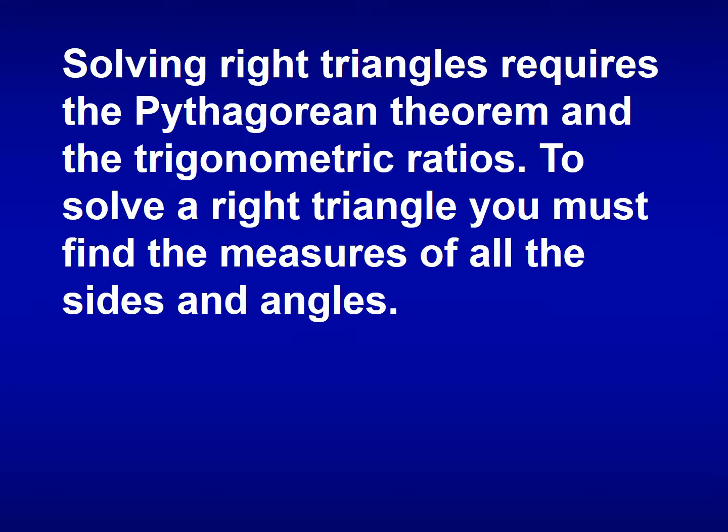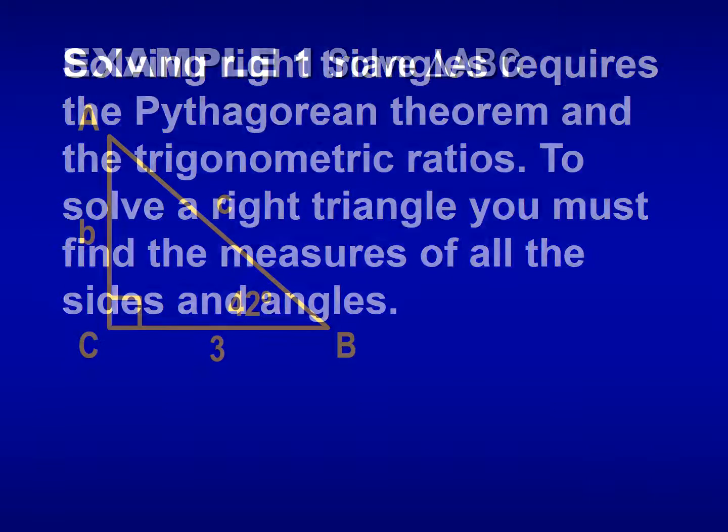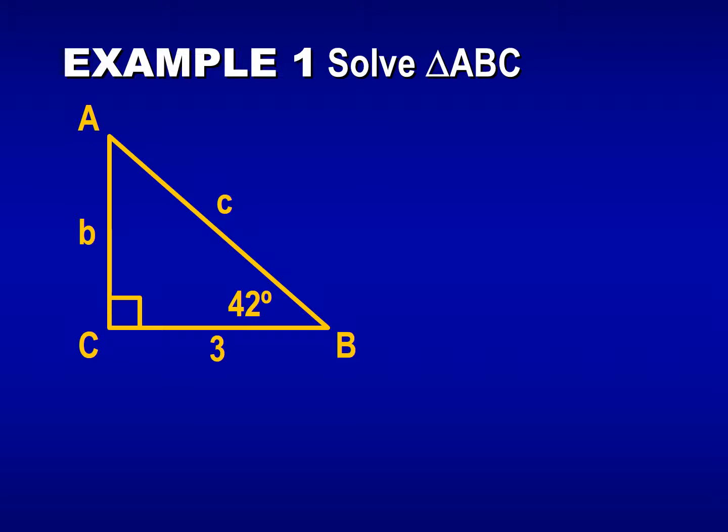Solving a right triangle requires the Pythagorean theorem, a squared plus b squared equals c squared. It also involves using trigonometric ratios. To solve a right triangle, you must find the measures of all the sides and angles. So if this is our example, the first thing we need to think about is, what is the measure of angle A? Well, we know that the entire triangle is 180 degrees.